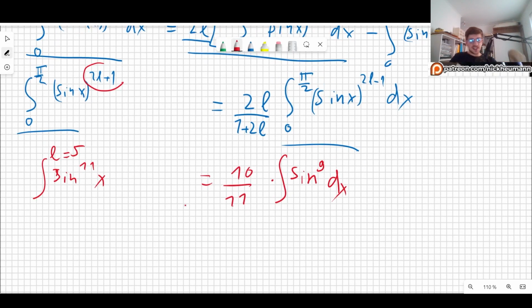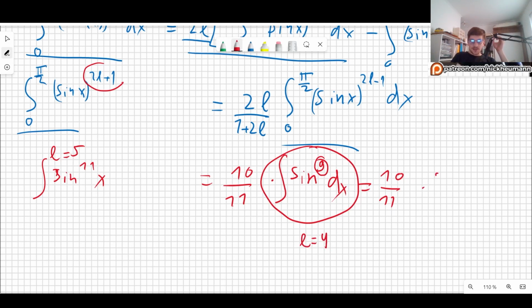So this means in this example of L equals 5, we could write this as 10 over 11, and now we use a formula for this, right? If this is to the 9th power, it means L is equal to 4, which means times 8 divided by 9 times the integral of sine to the 7th dx, under the same limits. I'm just being lazy here.